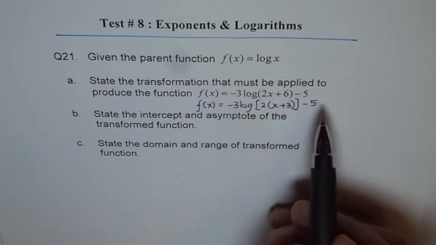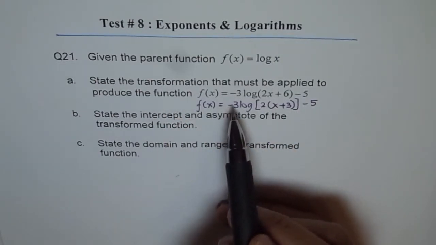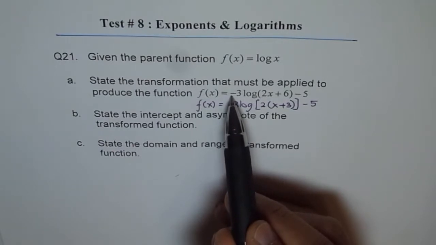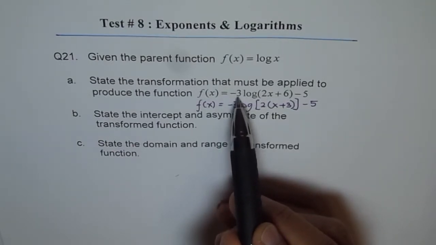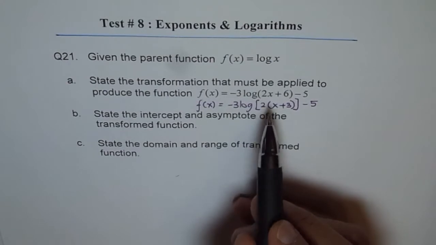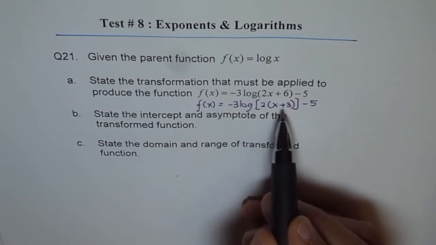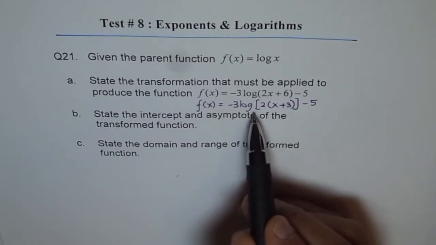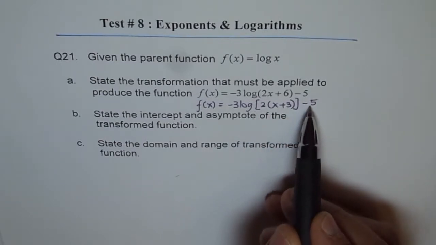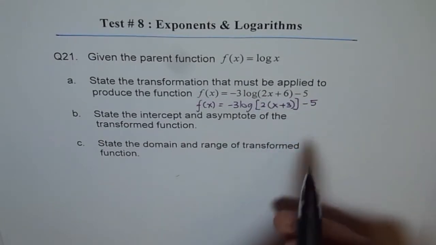So we can explain the transformation. They are simple, straightforward. Minus means reflection on the x-axis. 3 is a vertical stretch by a factor of 3. Horizontally compressed by a factor of half. And 3 units translate left. Minus 5 is translate 5 units down. So that is the transformation.